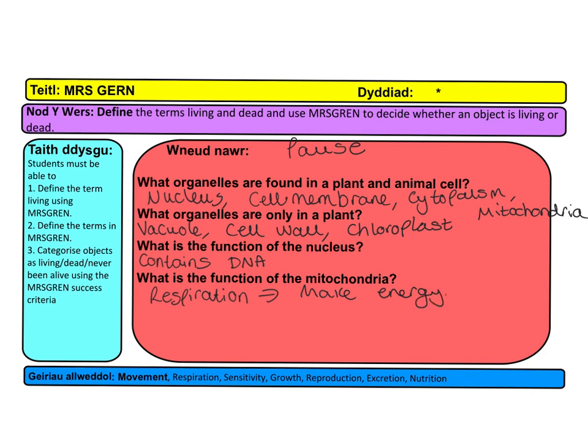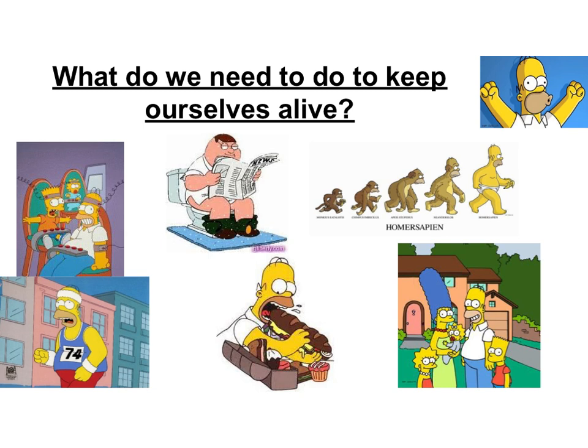Okay, so like I said, we're going to look at the terms living and dead today and how we use Mrs. Gren to decide whether an object is living or dead. Okay, so what do we need to keep ourselves alive? Okay, we need to be able to eat, get a form of nutrition, move, reproduce, excrete our waste, grow. We need to be sensitive to light, to other objects. Okay, so these are the kind of things that we need to do to be able to keep us alive.